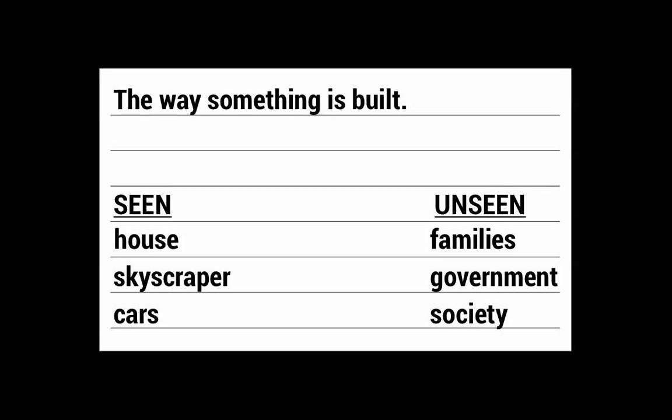The definition of a structure is the way something is built. So for instance, a house is built a certain way. You would build a one-story house different than you would build a two-story house. A skyscraper is built different than a car. So these are all things that you can see with your eyes. But there are also unseen structures. Some unseen structures are things like families. So there are some families that are structured to be big and some families that are structured to be small. In the same way, there are some governments that like to spend a lot of money and there are some governments that don't like to spend a lot of money at all. Everything is structured differently.